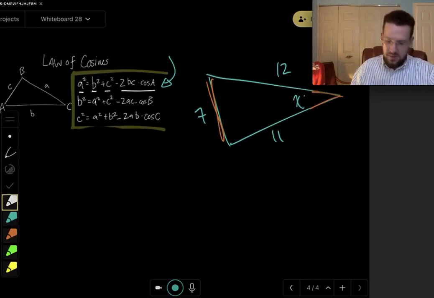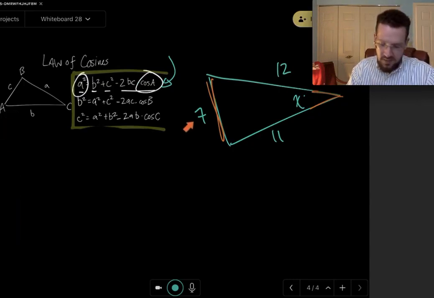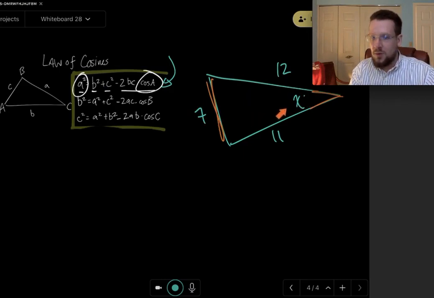And what am I going to do? Well, that's what I'm going to be using. Notice a cosine of A: it's going to be side, cosine of the angle across from the side. These things work in tandem. It's the angle and the side opposite the angle, and that's what I'm going to be focusing on here.